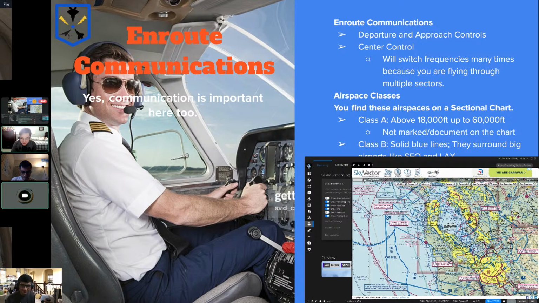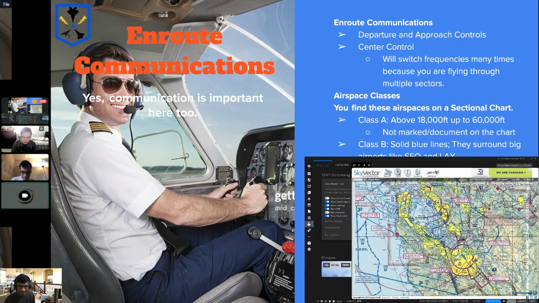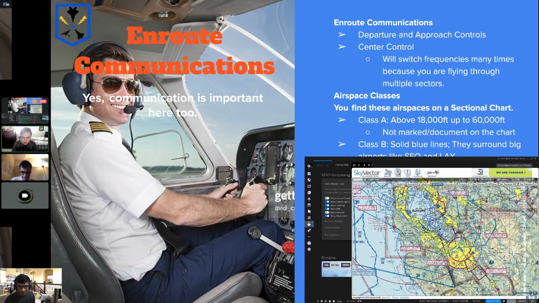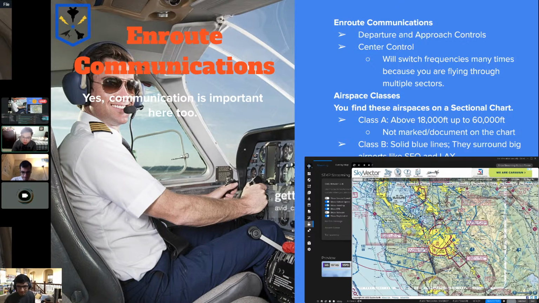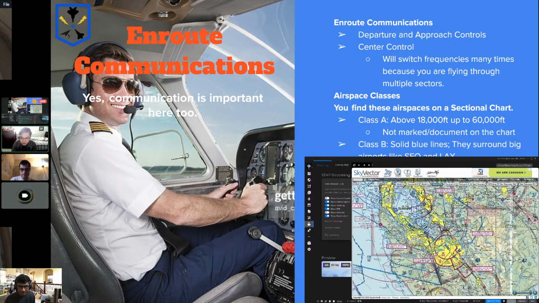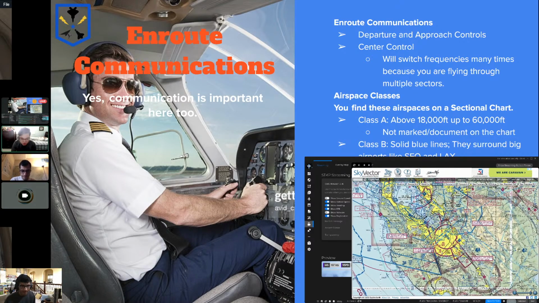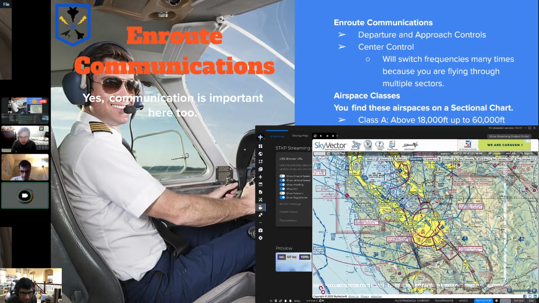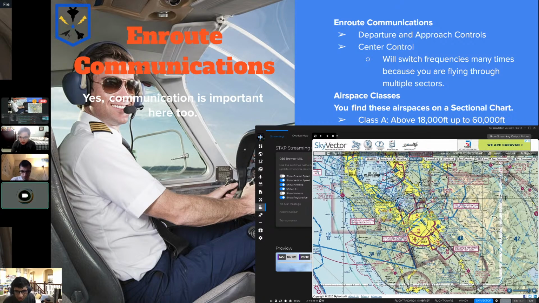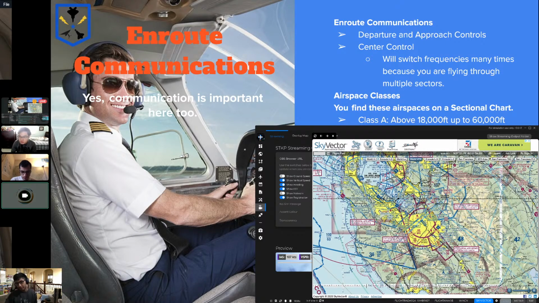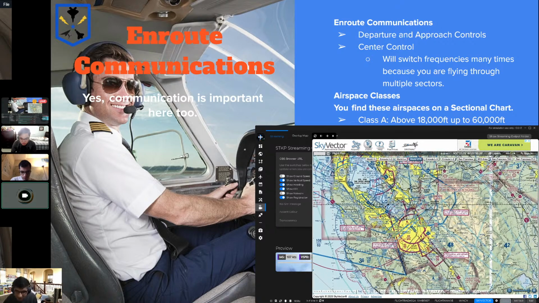We'll move on to Class Charlie airspace. Class Charlie airspace surrounds medium-sized airports like San Jose or Oakland. They are solid magenta lines. If you can show that. Yeah, I'm showing that in the middle of my screen now. I can make the SkyVector window a bit bigger. As you can see, San Jose Airport is now in the middle of my screen. This is the airport we just took off from. You can see there are several different arcs of magenta lines, but basically they surround San Jose Airport because it's a medium-sized airport, Class Charlie.